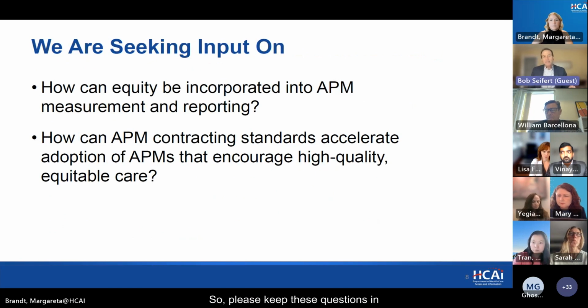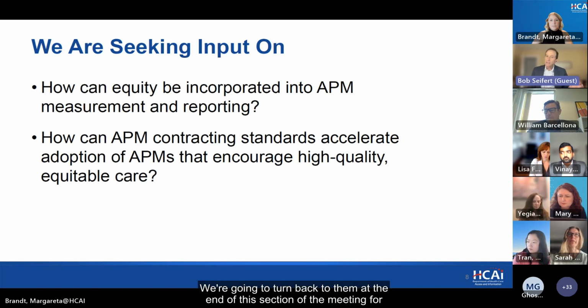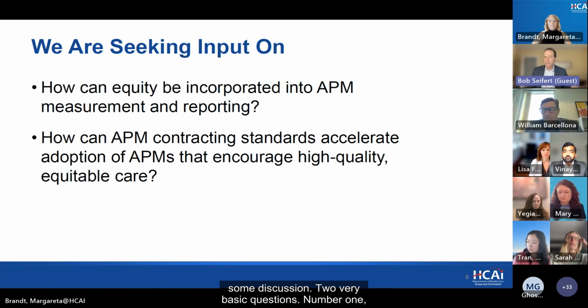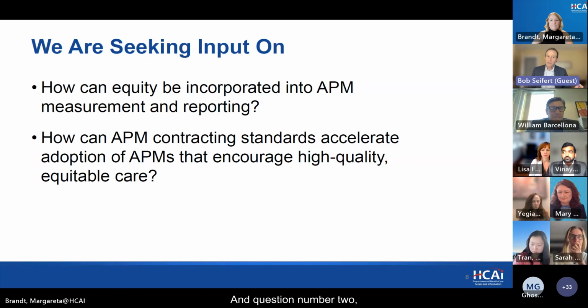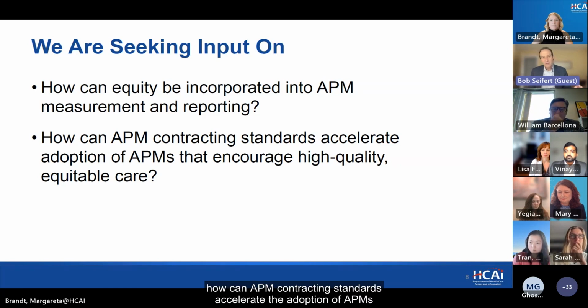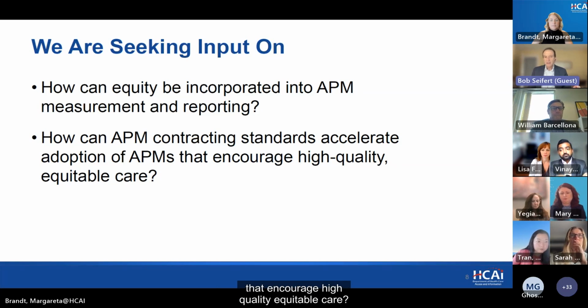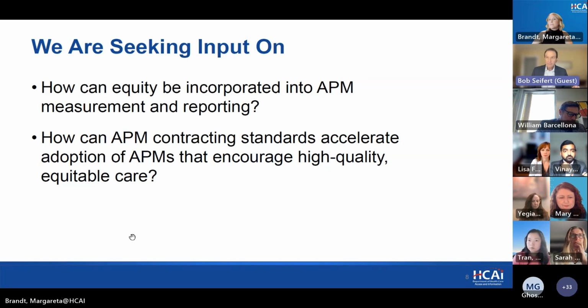So please keep these questions in mind as I go through this material today. We're going to turn back to them at the end of this section of the meeting for some discussion. Two very basic questions. Number one, how can equity be incorporated into APM measurement and reporting? And question number two, how can APM contracting standards accelerate the adoption of APMs that encourage high quality, equitable care? Next slide, please.